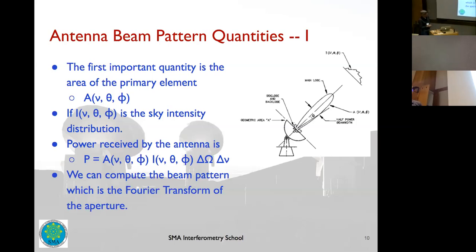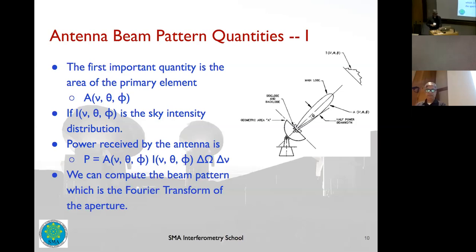So you have the intensity distribution of the source, and then the power received by the antenna is given by this formula, where A is the area of the antenna, taken as a function of theta and phi, the direction you're looking at, and it's a function of frequency as well. Then we can compute the beam pattern of this, which is basically the Fourier transform of this aperture.